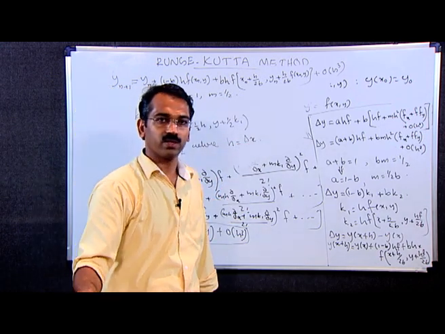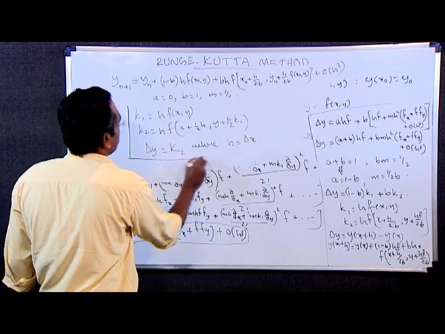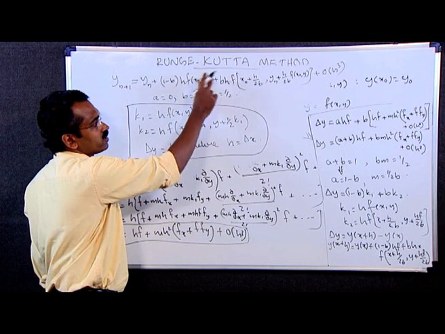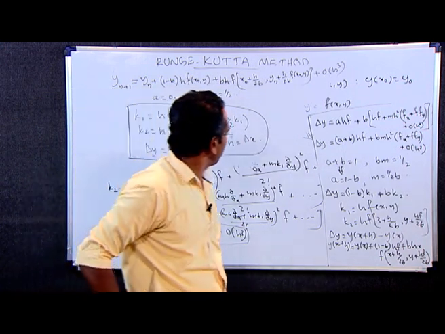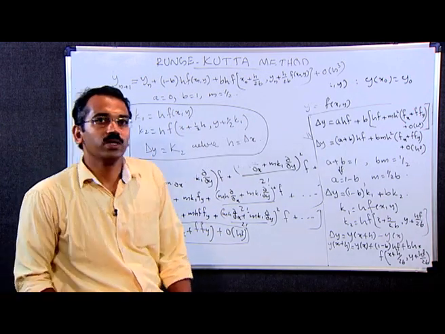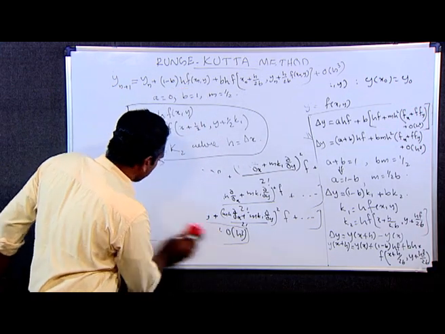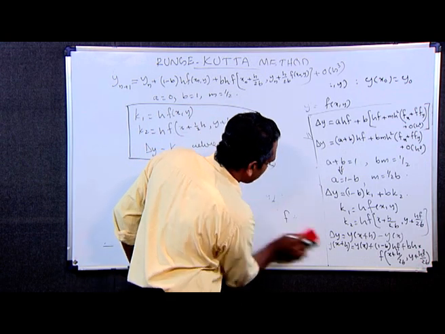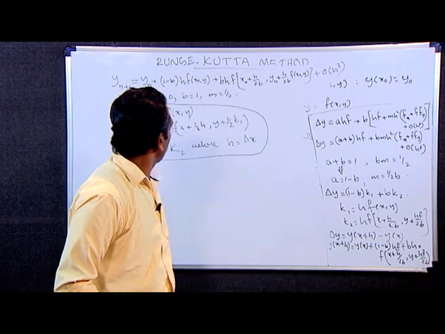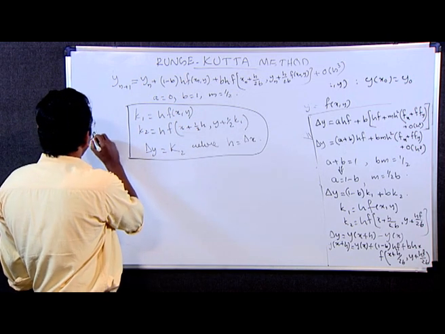This is the second order Runge-Kutta algorithm, which is obtained by setting A equal to 0, B equal to 1 and M is equal to 1 by 2 in this general expression for Runge-Kutta formula. Now, the derivation of third order and fourth order Runge-Kutta algorithms are very tedious. We just state the algorithms. The third order Runge-Kutta algorithm is, this is second order.